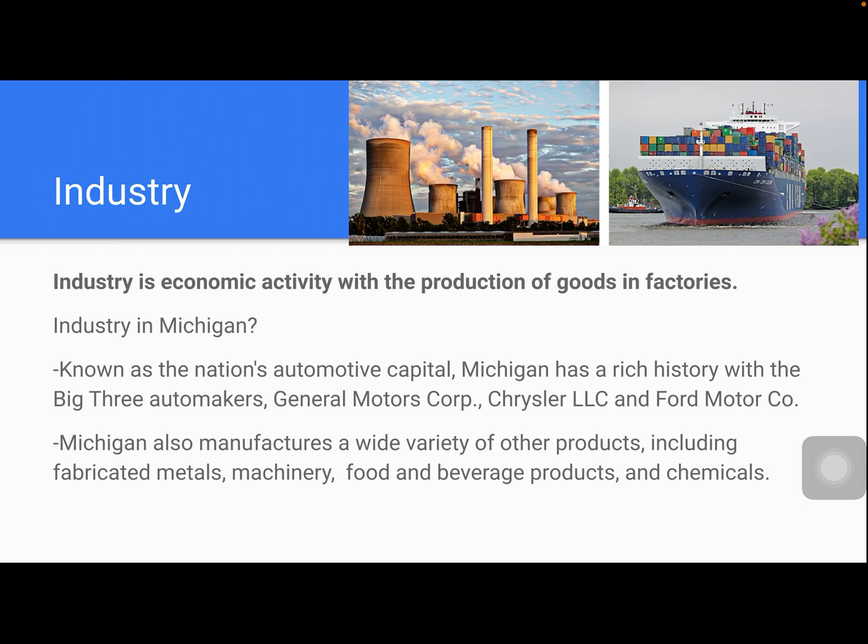So we have a really big history here in Michigan of making cars, and you can see some of the companies that I have listed there: General Motors, Chrysler, Ford Motor Company. Those are all really big, prominent Michigan car companies that we make in our industries here in Michigan, in our factories. We also make a large variety of products, including fabricated metals, machinery, and then food and beverage products and chemicals. So lots of different things are being produced and created here in Michigan.